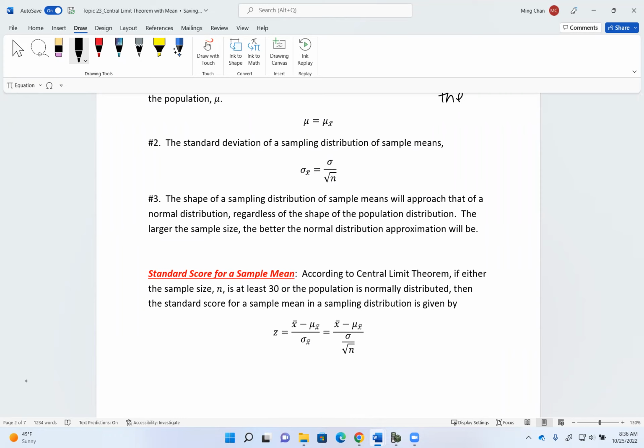So again, just like in the previous topic, we're gonna convert into a standard score. This is a formula for a standard score for a sample mean. According to the central limit theorem, if either the sample size n is at least 30, or sometimes it will say the population is normally distributed, then a standard score for a sample mean in a sampling distribution is given by the z-score, which is going to be the X bar, the sample mean.